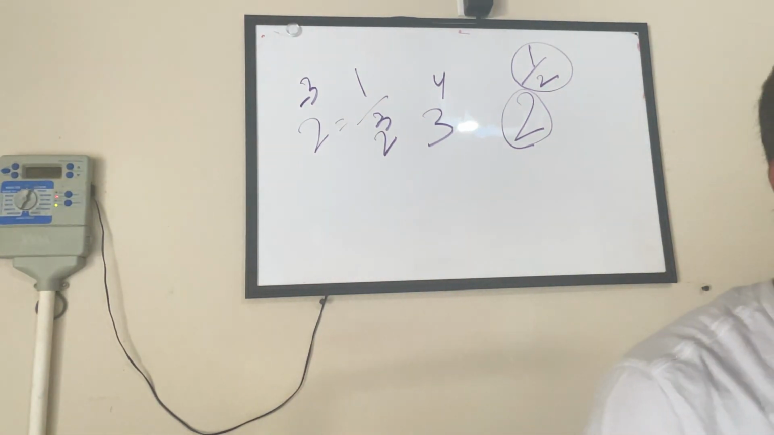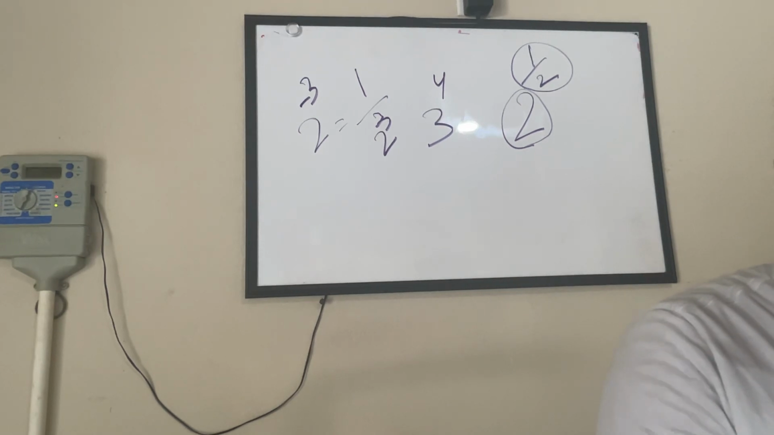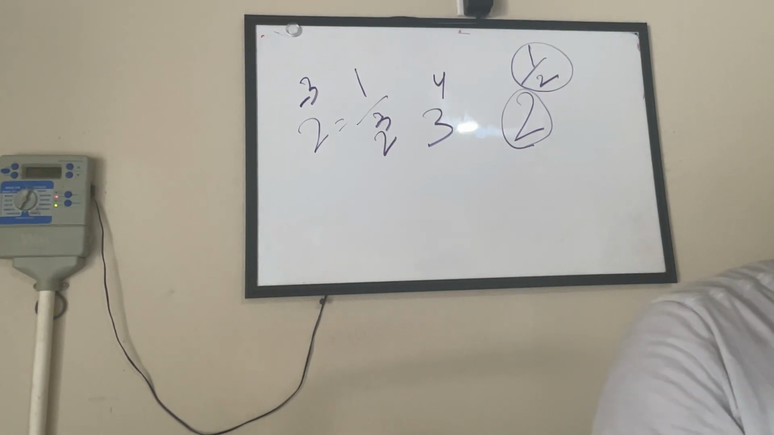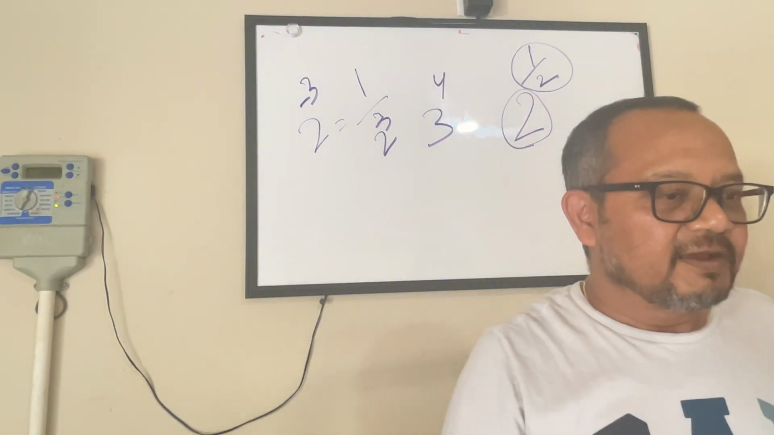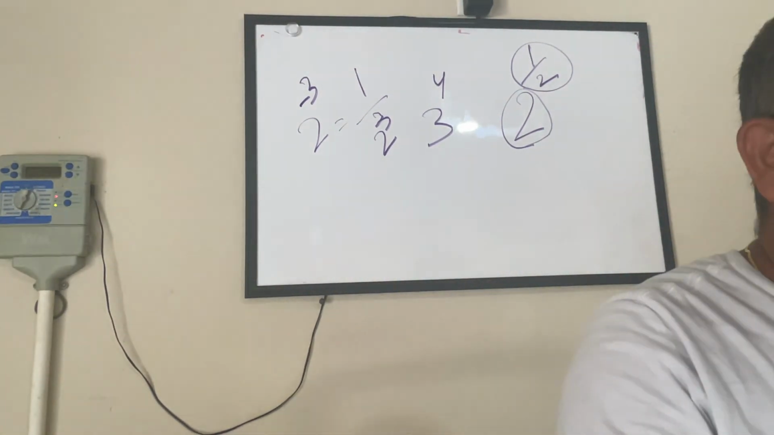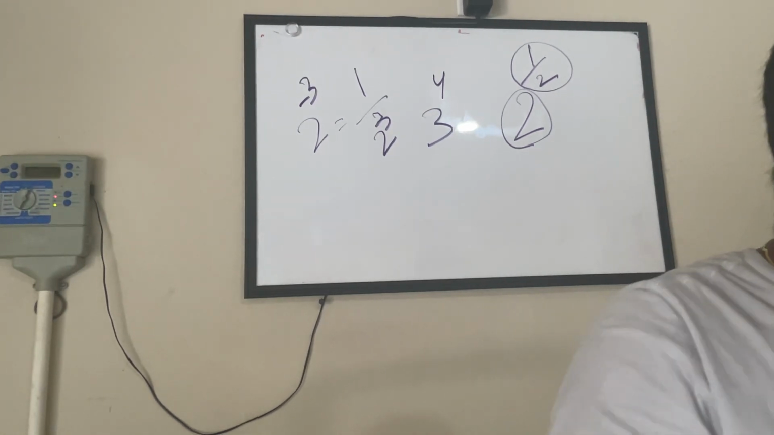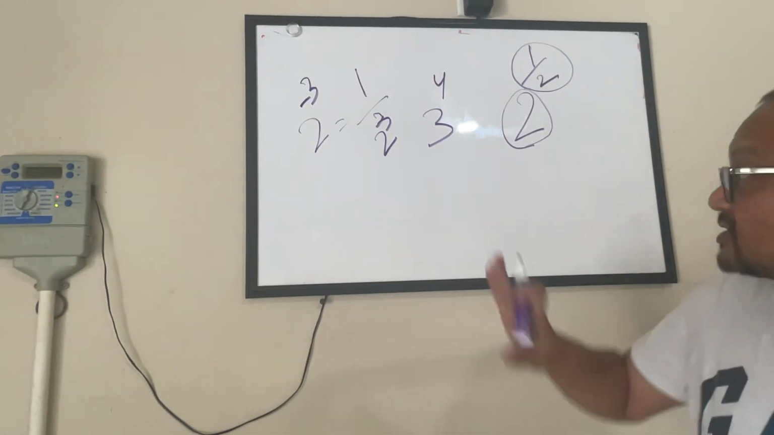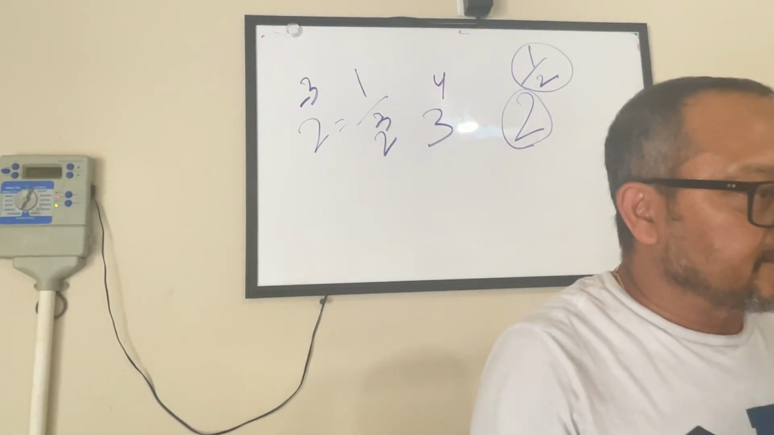Sorry? A little louder for me. Bhavam, you were saying something. It's a rational exponent. Rational exponent. This is called rational exponent. What does it actually mean?